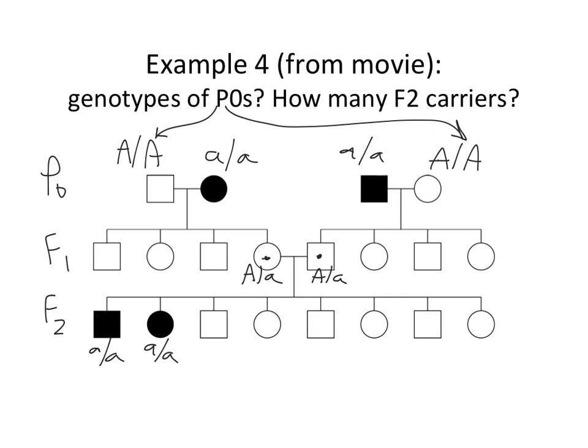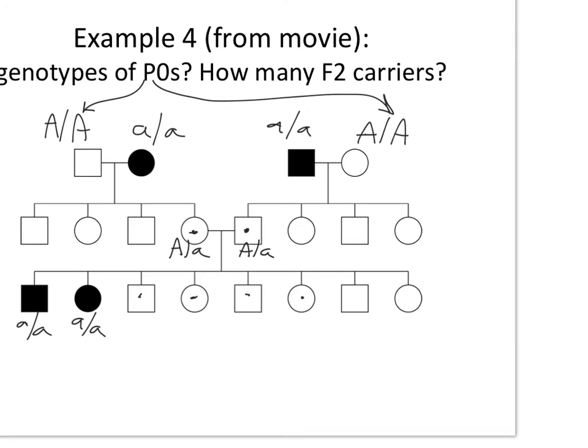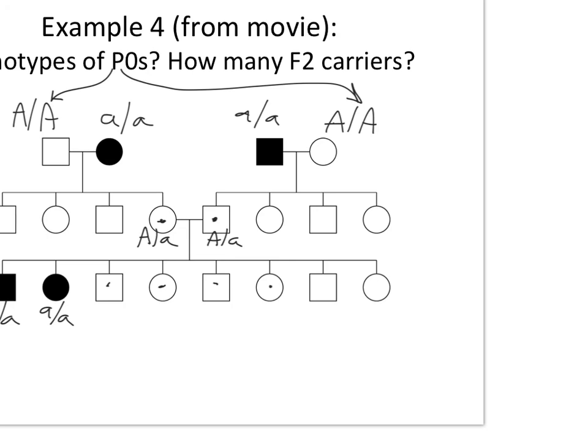We've got 8 kids in the F2 generation. 2 of them are affected. How many carriers? 4 carriers. Why? What do we do that you did 2 or 3 weeks ago that tells us the answer to this? Yeah, Punnett square. So you're crossing 2 carriers together. One's a capital A, little a, the other is a carrier also.